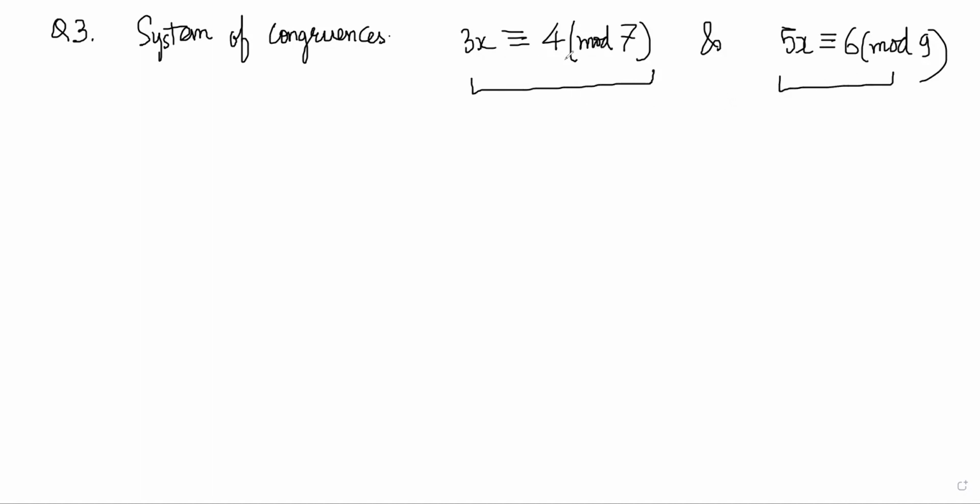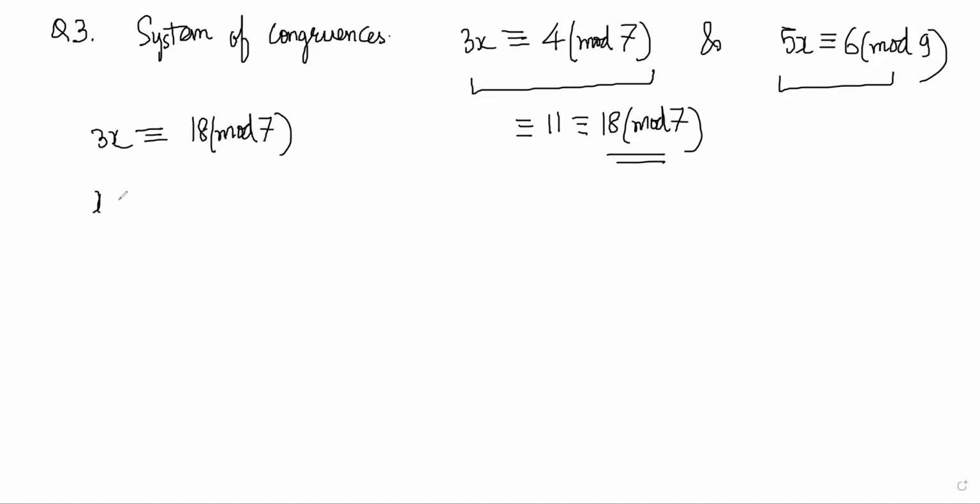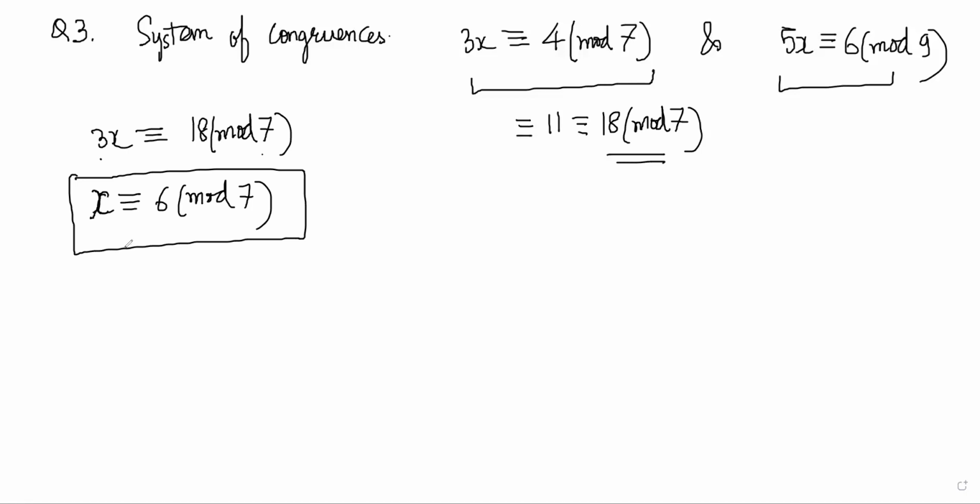So think about this. 3x is congruent to 4 mod 7. So I can say it will be congruent to 4 plus 7, 11 mod 7, or congruent to 18 mod 7. 18 mod 7 is the same as 4 mod 7 basically. So we are getting 3x is congruent to 18 mod 7 from the first one, which becomes x is congruent to 6 mod 7. Notice that 7 does not change, because when you divide 7 by the GCD of 3 and 7, you are getting 1. So 7 by 1 is the same as 7, right? So the solution of the first congruence is x is congruent to 6 mod 7.